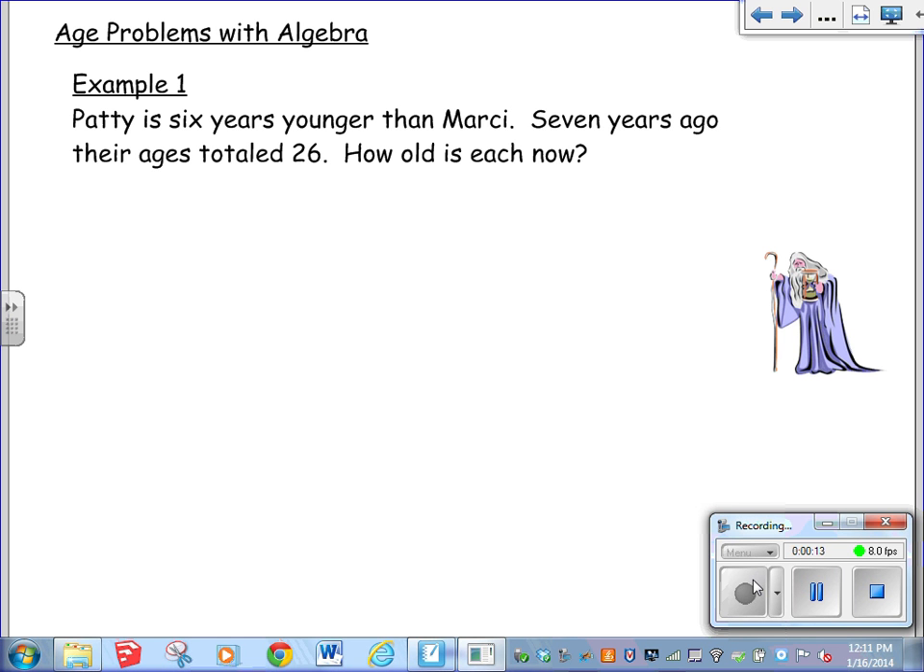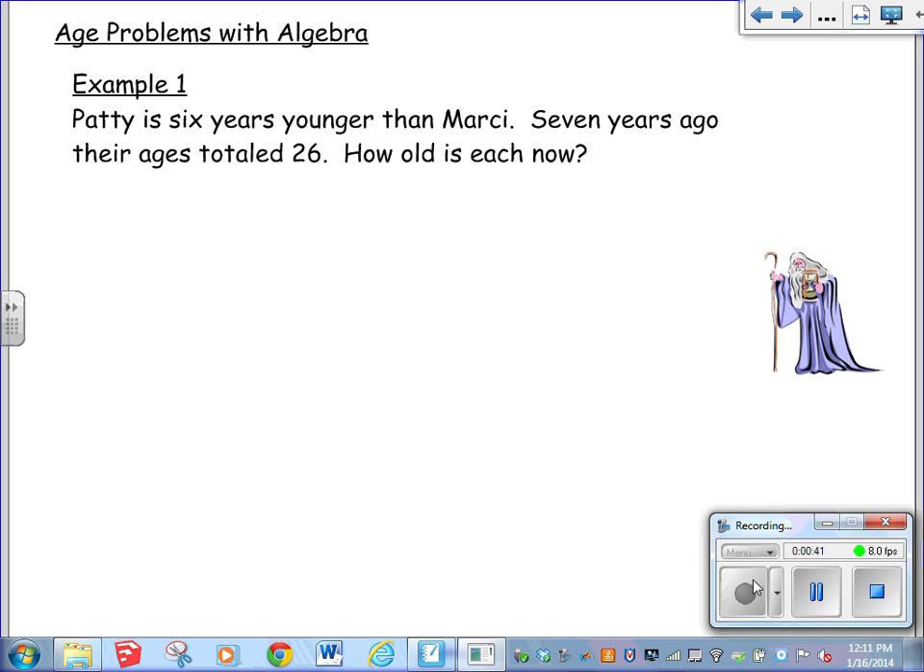Number one, will you read it for us, Jack? Patty is 6 years younger than Marcy. Marcy. 7 years ago, their ages totaled 26. How old is each now? Okay. So in this problem, we've got two people. We've got ages now, and we have ages at another time. And that's pretty typical for an age problem.